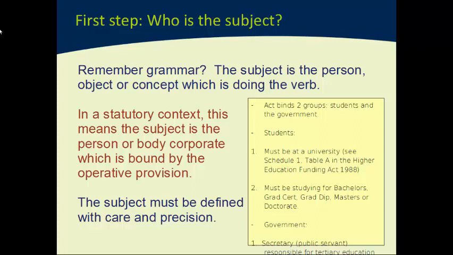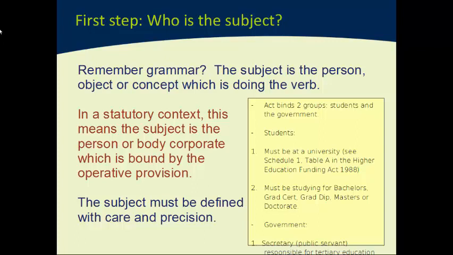Imagine, for instance, if we went ahead and drafted this legislation and we just referred to students. Well, wouldn't that mean TAFE students could put their hand up for the grant? Wouldn't that mean that students at high school could put their hand up for the grant? Wouldn't that mean that students taking a private art class one night a week, or students taking ballroom dancing lessons, or students taking karate lessons could also put their hand up for this grant? You see the importance of making sure that we define our subject very carefully.